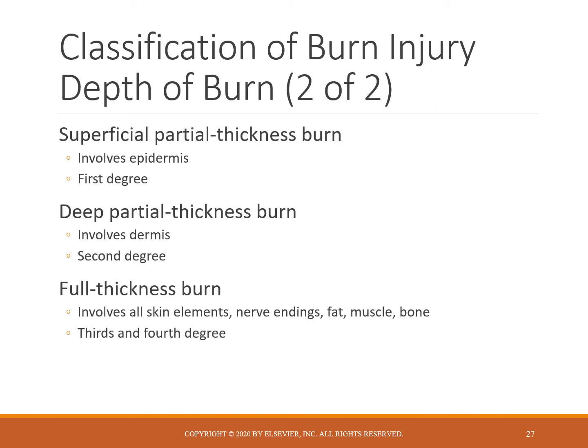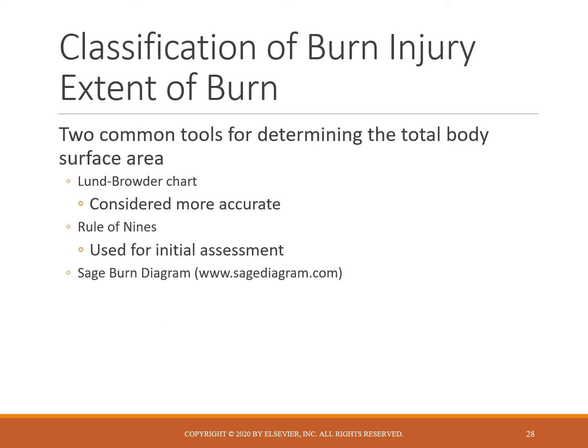Now, I already discussed this part, so I'm gonna skip this slide. So there are two common tools for determining the TBSA. You can use the Lund-Browder chart. This is considered more accurate. You can also do the rule of nines as your initial assessment, because most of the time it's easy to use this one.